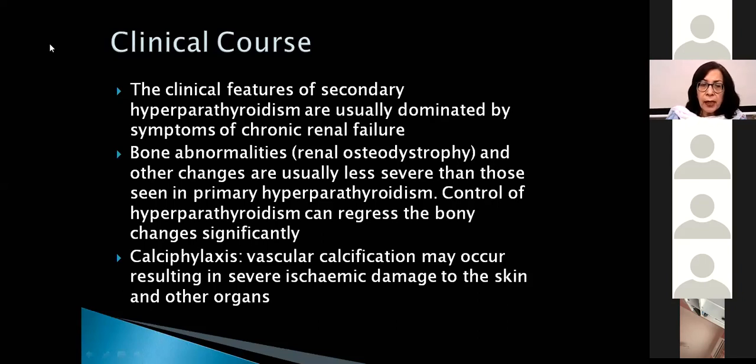There can be calciphylaxis. What is that? Vascular calcifications may occur, resulting in severe ischemic damage to the skin and other organs. There is calcification of the blood vessels, so there can be ischemic damage to the skin and other organs of the body.